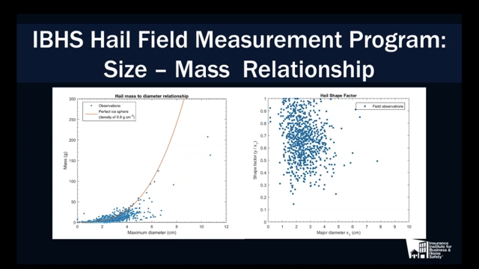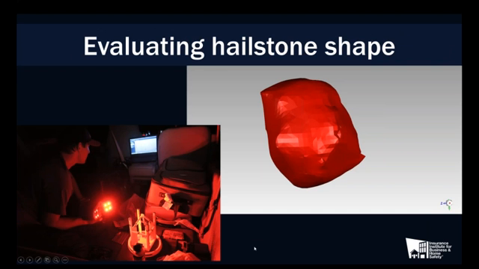Applying some assumptions that are associated with spherical shapes may not be the best approach to keep impact tests as realistic as we can make them. I wanted to show briefly just a tool that we'll have to even get more information on hailstone shapes.